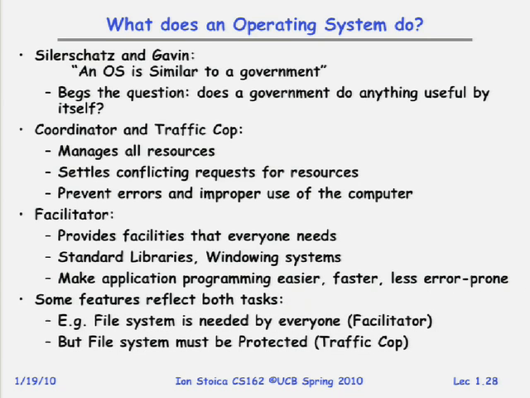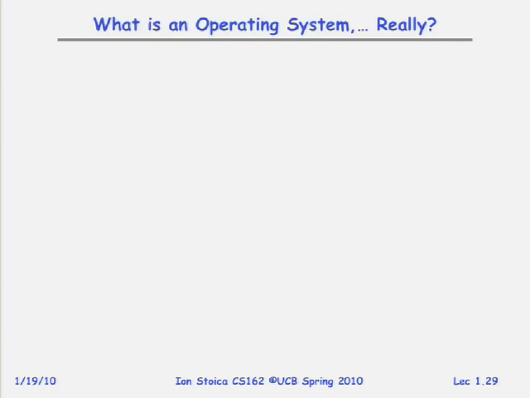And there are some features which reflect both tasks. Like a file system. It's a facility. It's needed by everyone to read and write your data. At the same time, the files must also be protected between different applications.